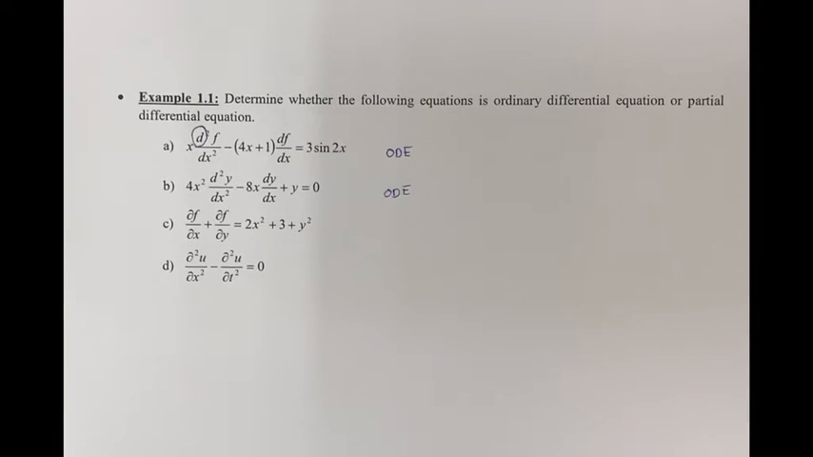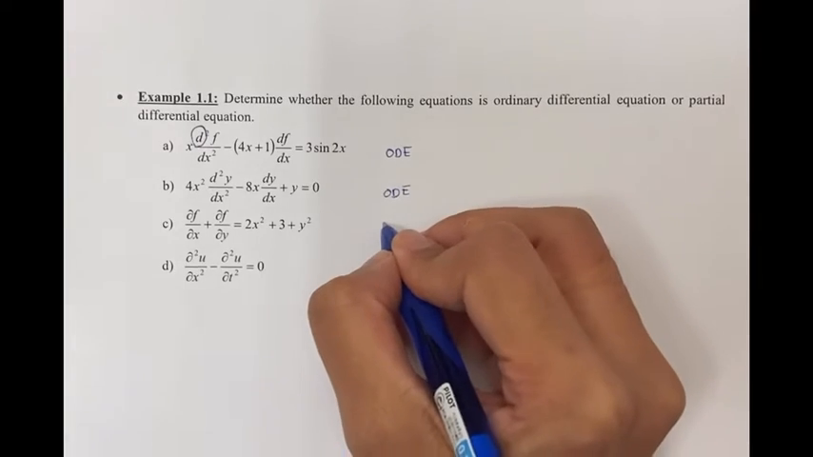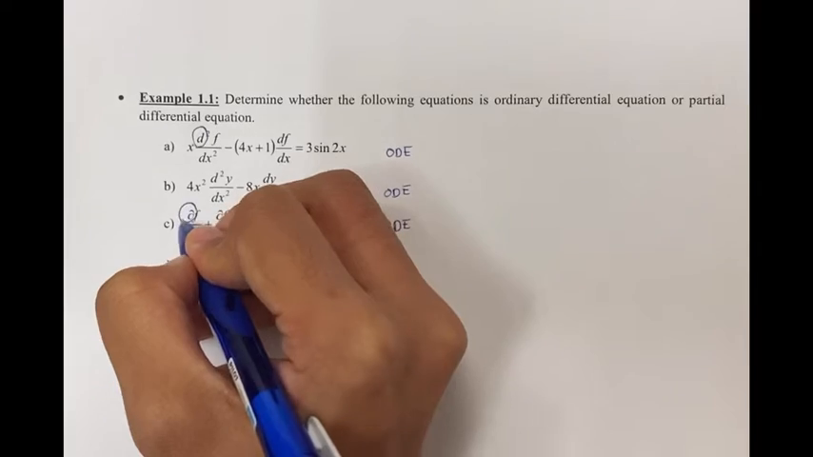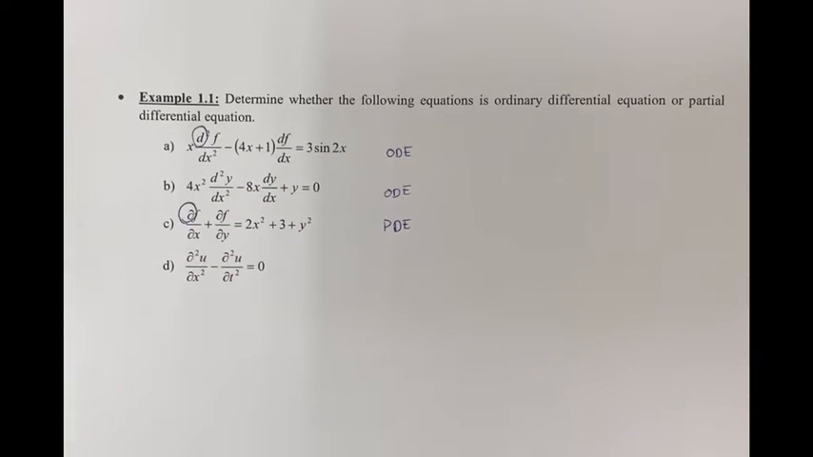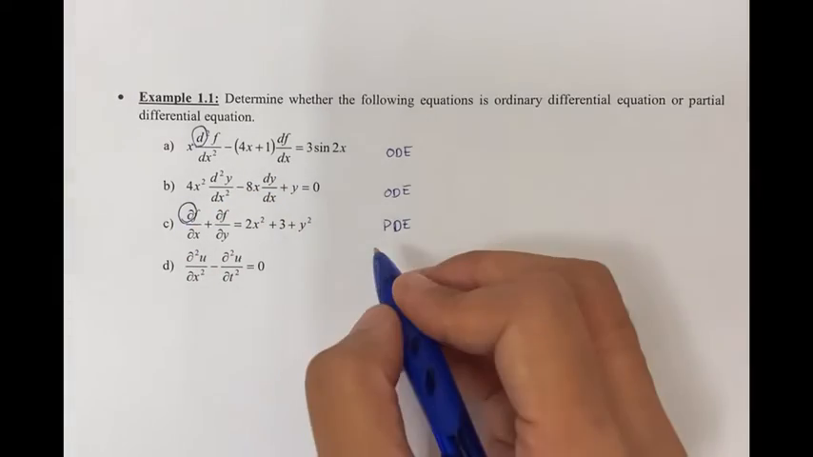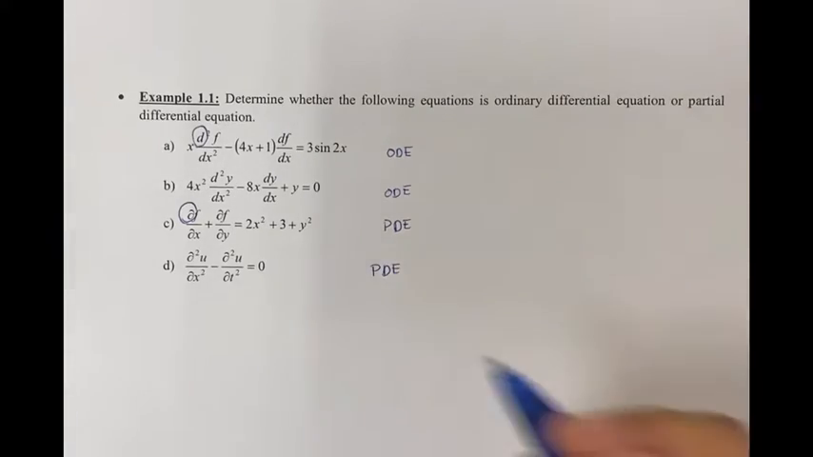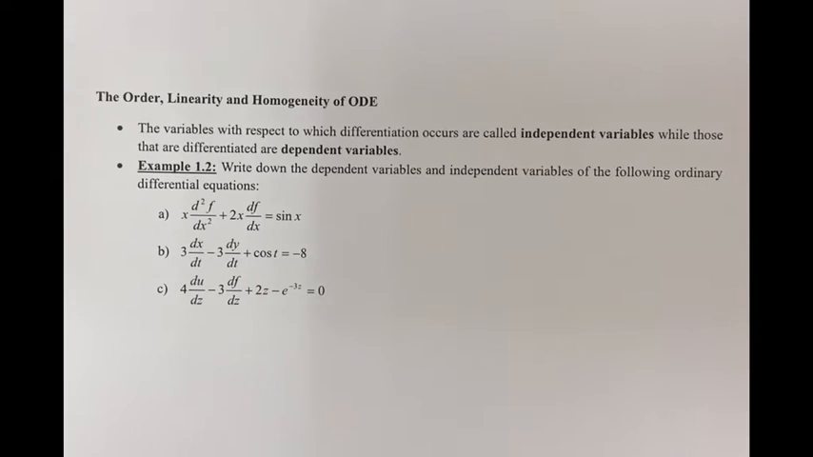Okay, and then C, we have del f over del x plus del f over del y equal to 2x square plus 3 plus y square. So this is PDE, since it used del f. Okay, and then the last one, obviously it is a PDE, partial differential equation. Simple. Okay, next we have the order, linearity and homogeneity of ODE.